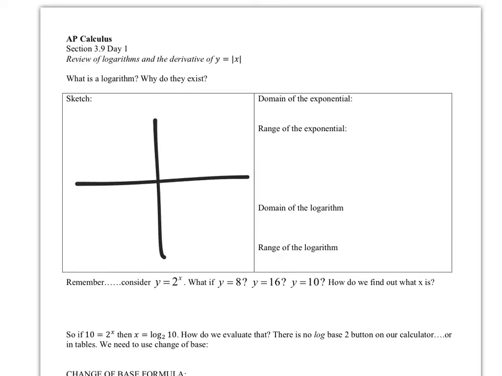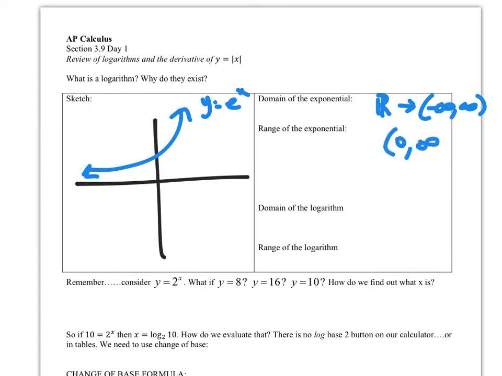Here is the graph of y equals e to the x. It has a domain of all real numbers. Another way to write that would be negative infinity to infinity. Its range would be from 0 to infinity.